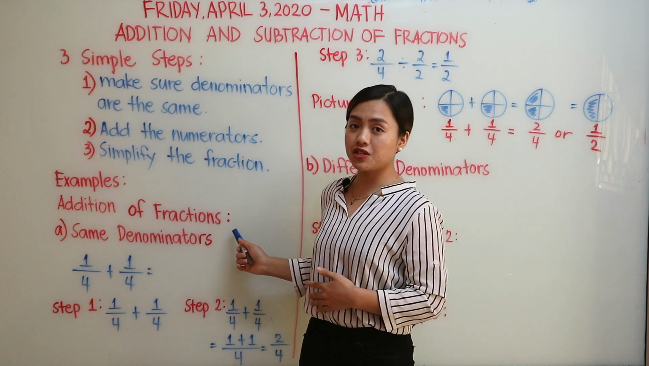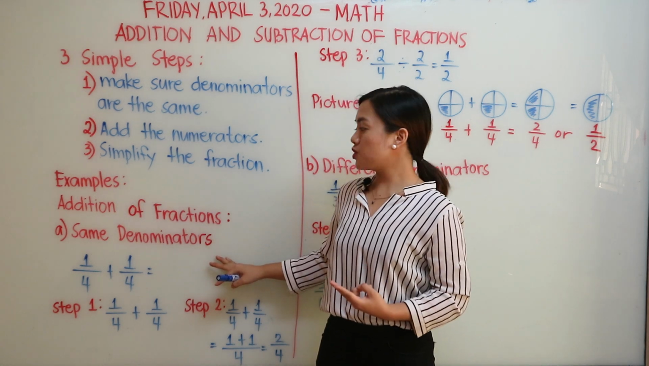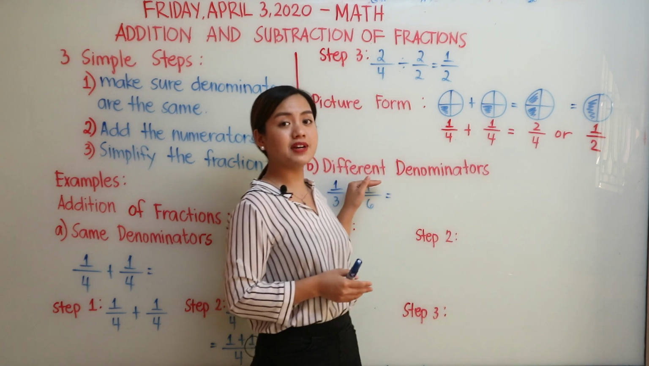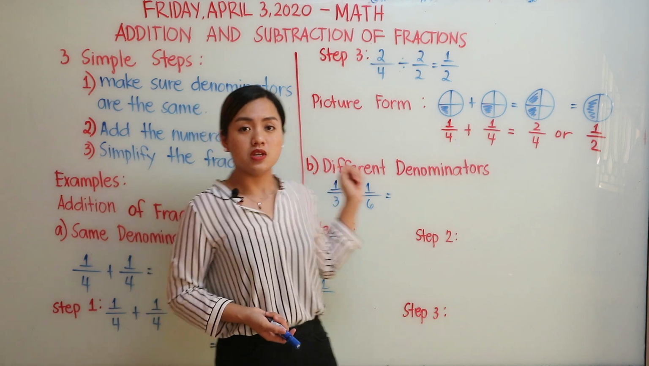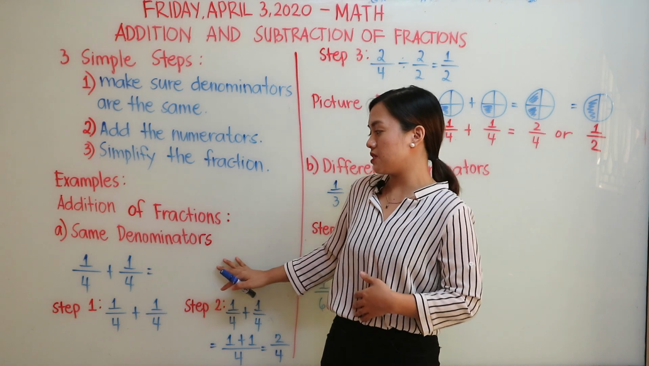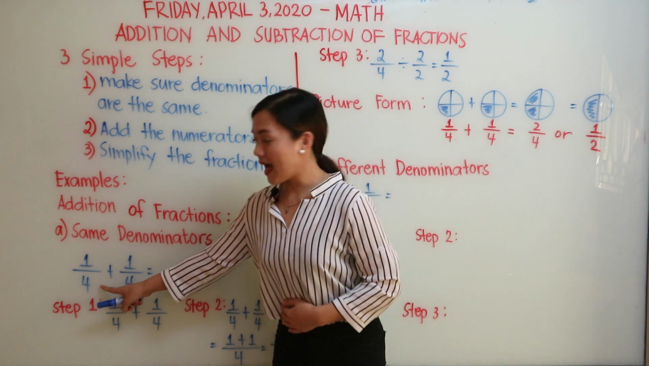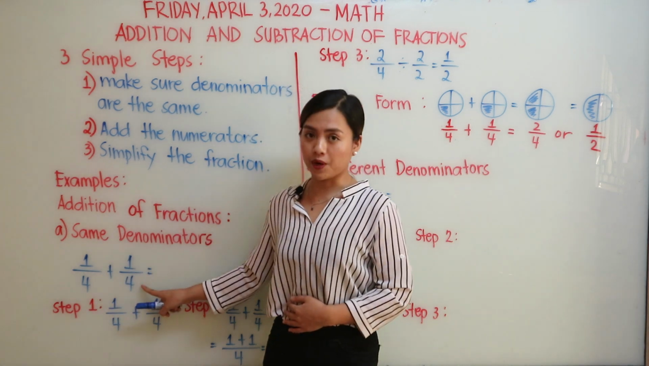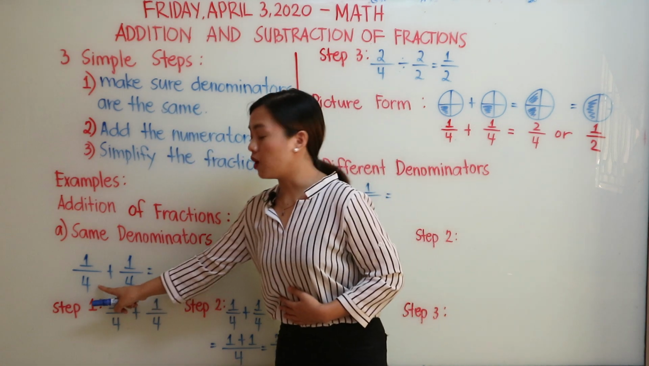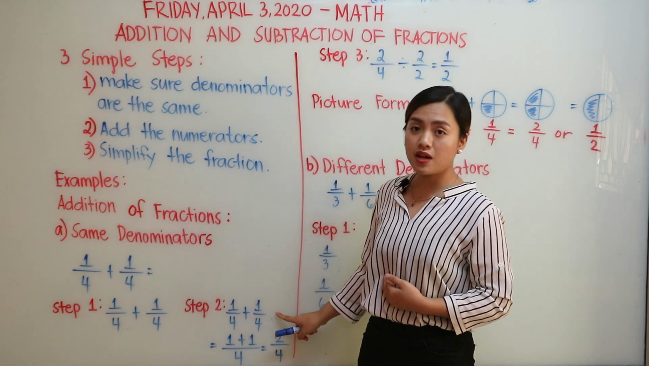Now we have here addition of fractions. First, okay, so we have 2 ways. First one, if they have the same denominators, and the next one, if they have different denominators. So let's first have fractions that have the same denominators. So we have here 1 over 4 added to 1 over 4. Now we said step 1, make sure the denominators are the same. So they are already the same. So let's proceed to step 2, add the numerators together.